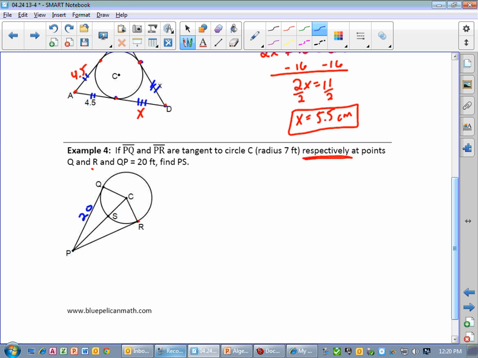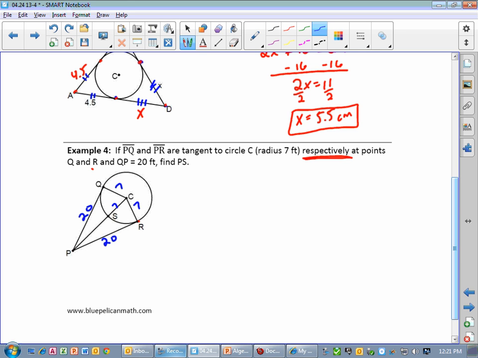Okay, what else do we know? How do we know that? They're congruent, and because of that second theorem, they both start at P and they're both tangent to the circle, so they must be congruent. That's that second theorem we saw there. And then we said the radius. So what's one of the radii? Okay, so CR is 7. Anything else? QC is 7. And SC is 7.